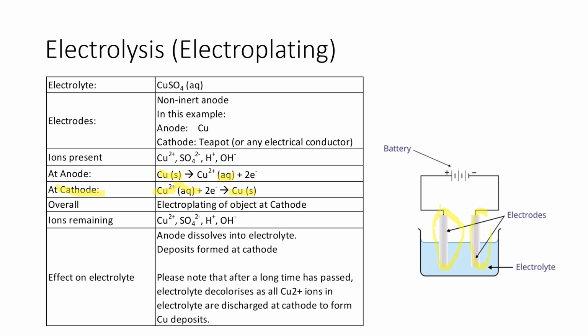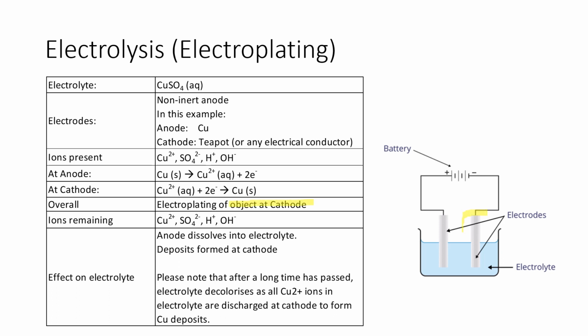The easier way to remember is just to tell yourself: electroplating, anode melts. Just two words, anode melts. Anode melts, solid becomes aqueous ions. Again I repeat, anode melts. So when you're done writing the two equations, you can play the video again. Overall, it is the electroplating of the object at the cathode.